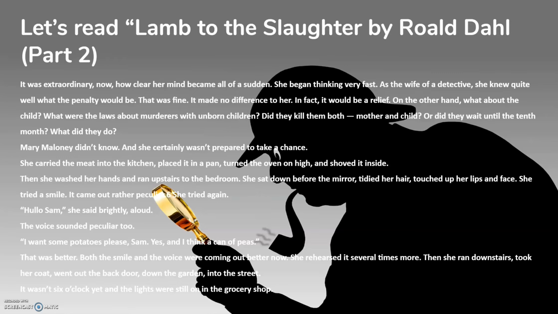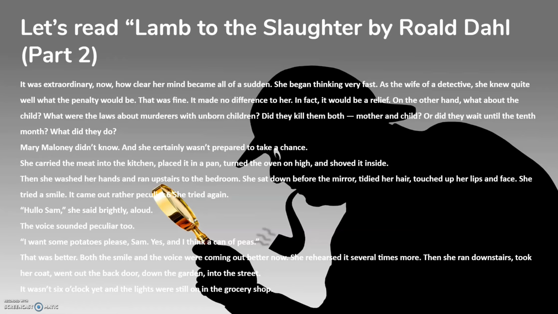It was extraordinary now how clear her mind became all of a sudden. She began thinking very fast. As the wife of a detective, she knew quite well what the penalty would be. That was fine. It made no difference to her. In fact, it would be a relief. On the other hand, what about the child? What were the laws about murders with unborn children? Did they kill them both, mother and child? Or did they wait until the 10th month? What did they do? Mary Maloney didn't know. She certainly wasn't prepared to take a chance.